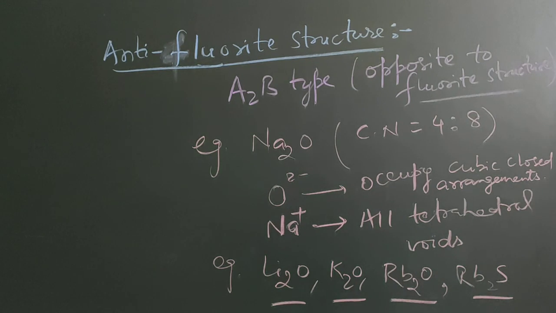Some other examples of anti-fluorite structures are lithium oxide Li2O, potassium oxide K2O, rubidium oxide, and rubidium sulfide. So these were the structures of different solids: the rock salt structure NaCl, cesium chloride structure, ZnS structure which was similar to diamond, fluorite structure calcium fluoride, and anti-fluorite structure sodium oxide. So thank you students, we will be discussing the next topic in my upcoming video.